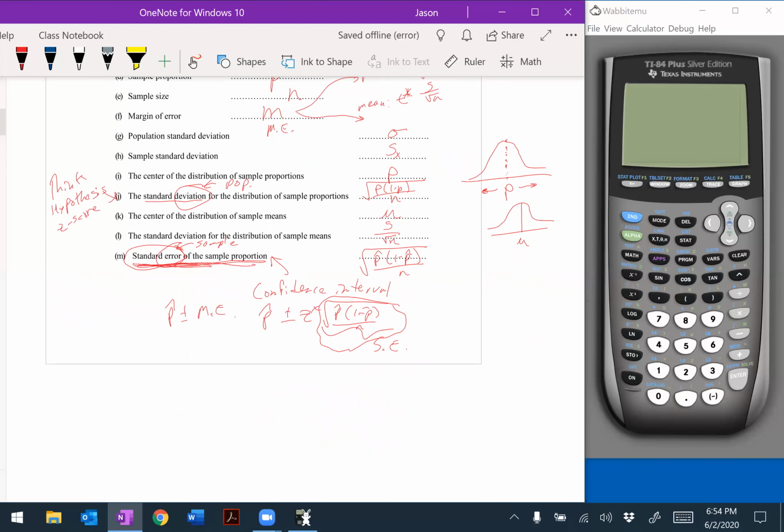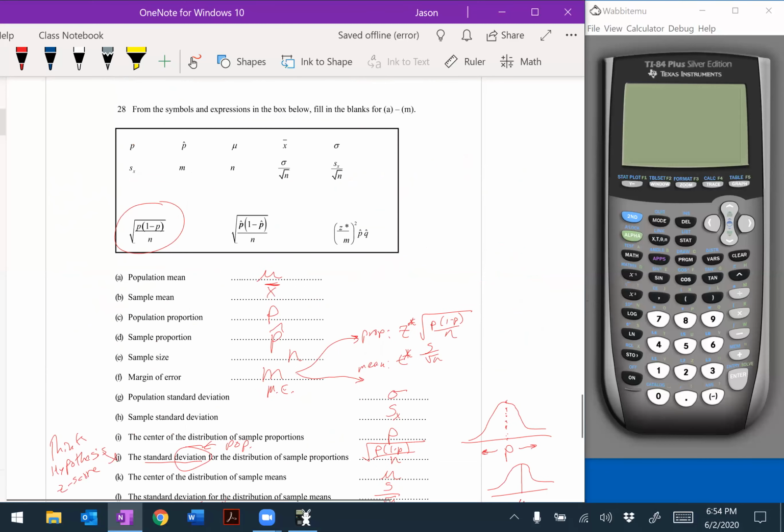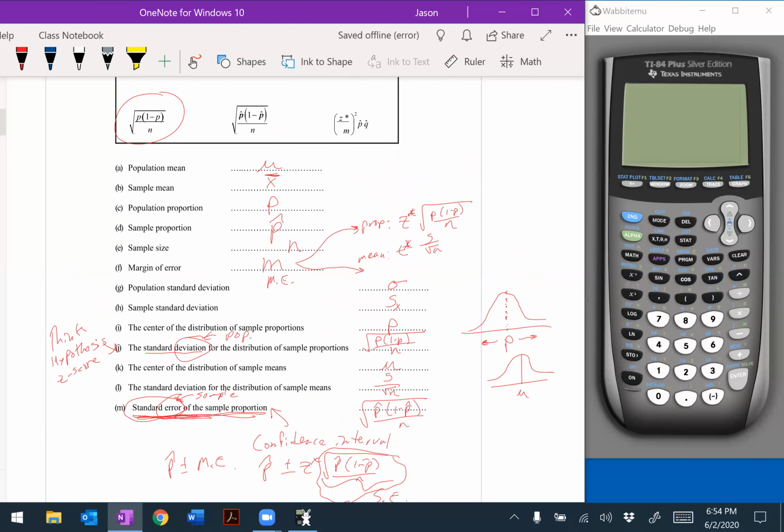At this point, Professor, for that 28, there's some that you didn't use. Are those just wrong, or they're not applicable? Yeah, they're just not applicable to those.